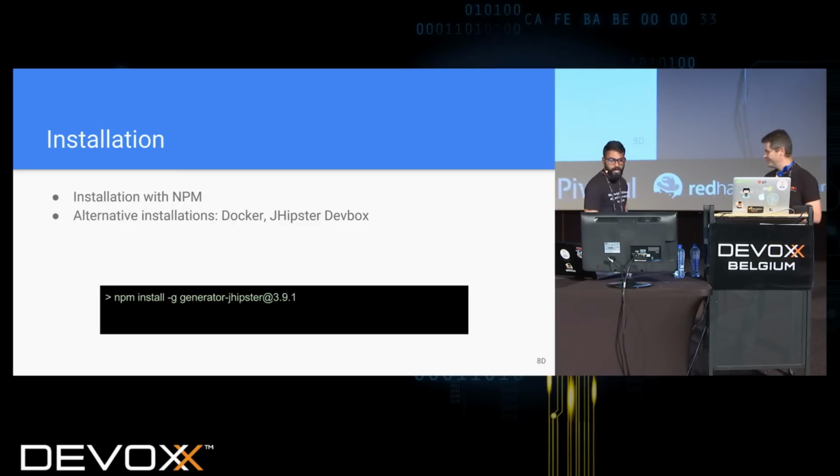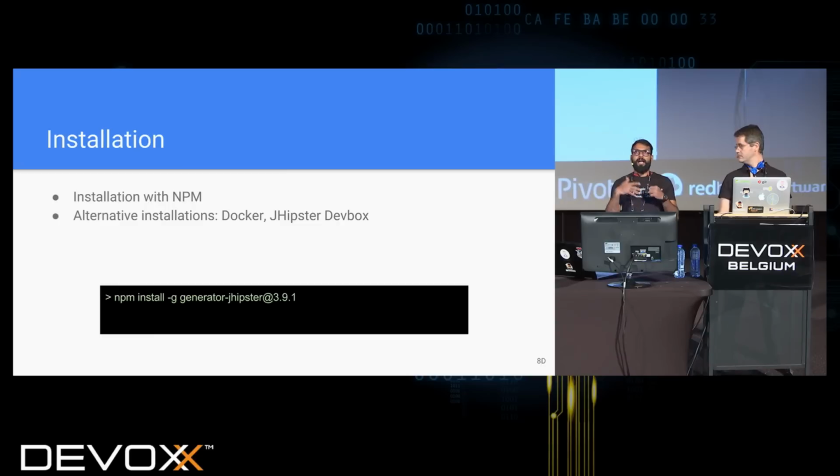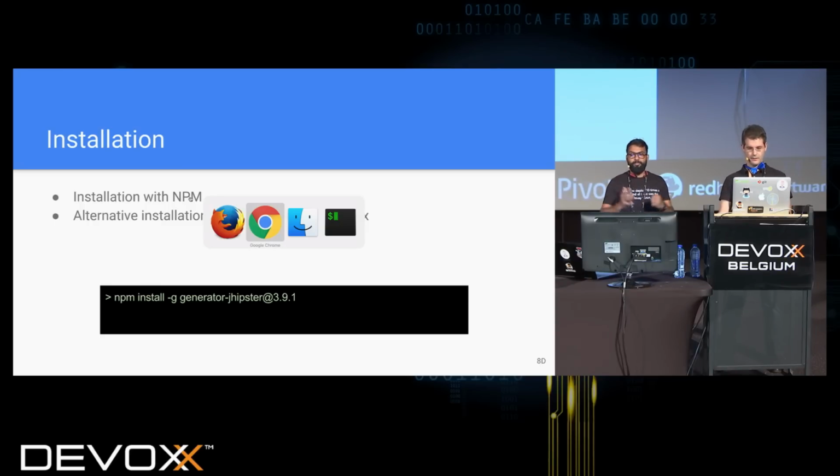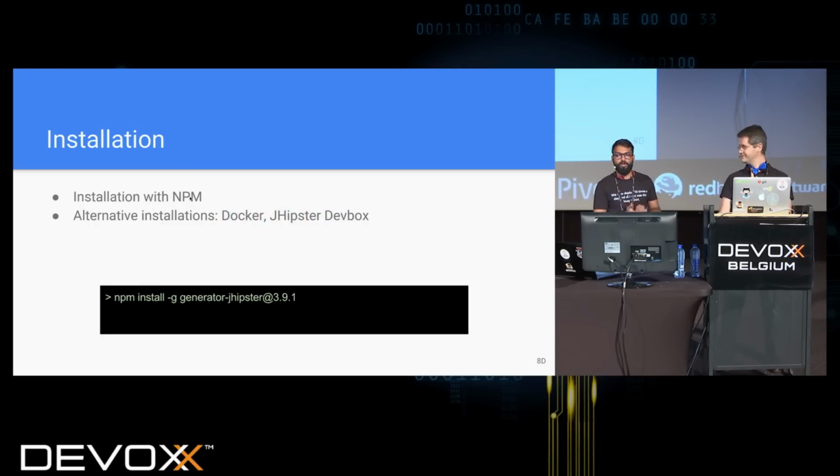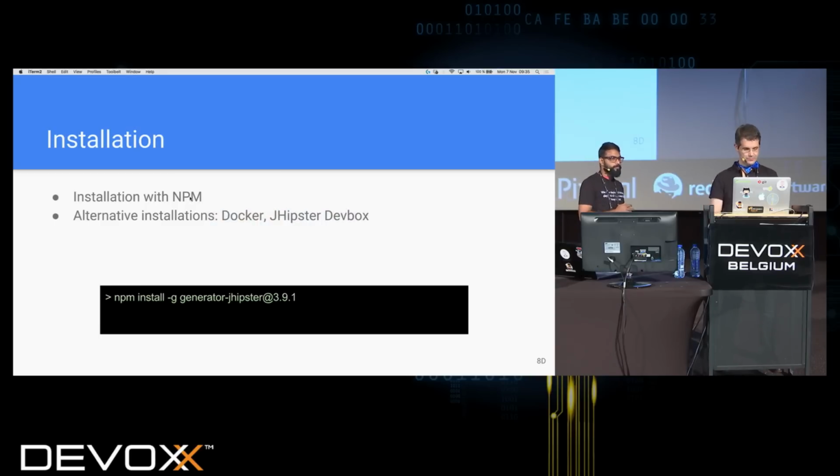Since JHipster is a Yeoman generator, we publish it to the NPM repo, so you have to install it using NPM. Alternatively, if you don't want a manual installation procedure, you could use a Docker image. We have an official Docker image. Or you could use a dev box, which we provide. But the simplest way to install is using npm install. So that's what I'm going to do.